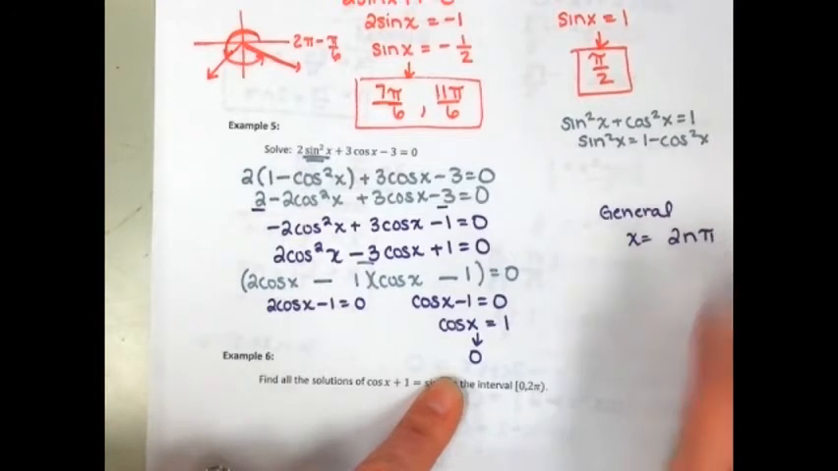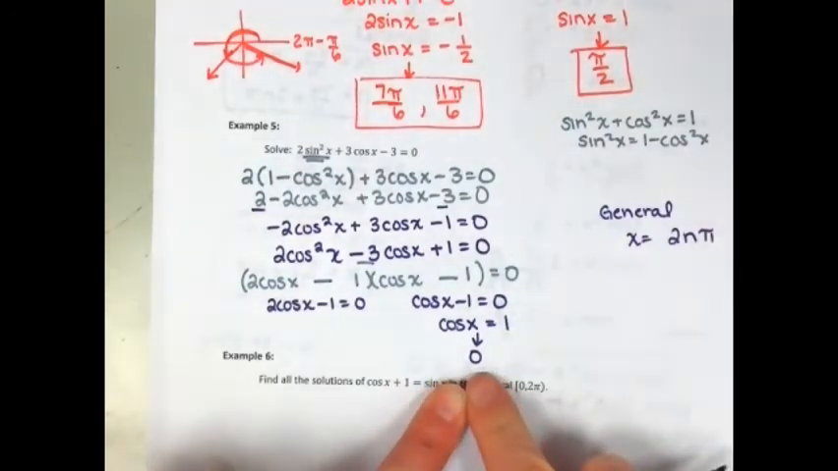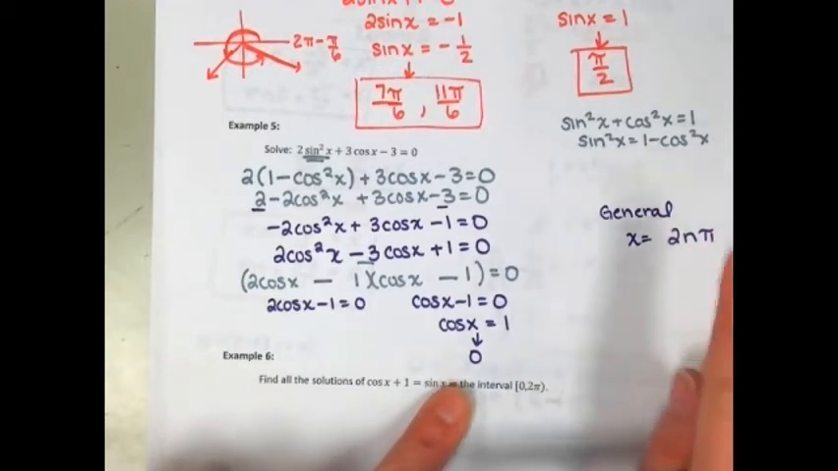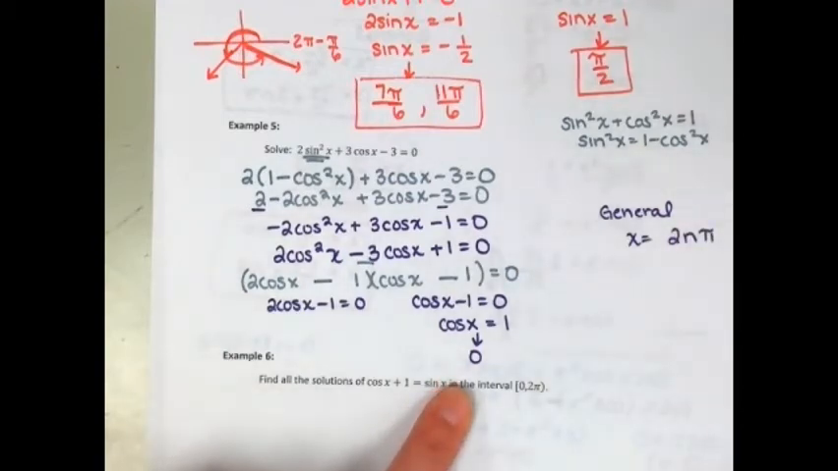2n pi. Do I need to have the 0 there? No. So we know at 0, we're going to have 0. It's going to be at 0. It's going to be at 2 pi. It's going to be at 3 pi. It's going to be at 4 pi, all of that, right?